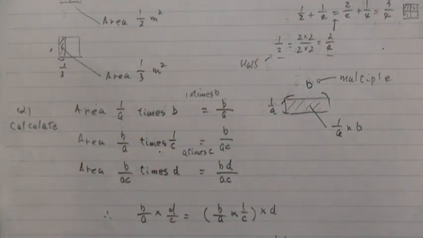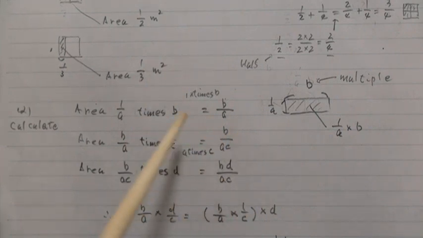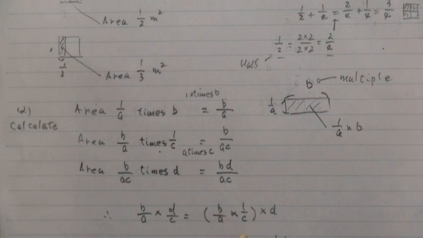Okay? And the area B/AC times D equals the numerator B times D. And then B/A times D/C equals B/A times 1/C times D. And this is B/AC times D. Then B/A times D/C equals BD/AC. This is how the fraction calculator works.